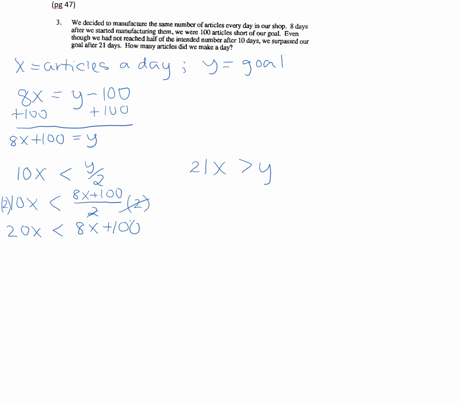So I'm going to combine my x terms. I'm going to move the 8x over. And this is going to give me 12x is less than 100. And if I divide by 12 on both sides, I get x is less than 100 over 12, which can be simplified down to 25 over 3. I'm just going to leave this like this fraction for now. I'll come back to that.